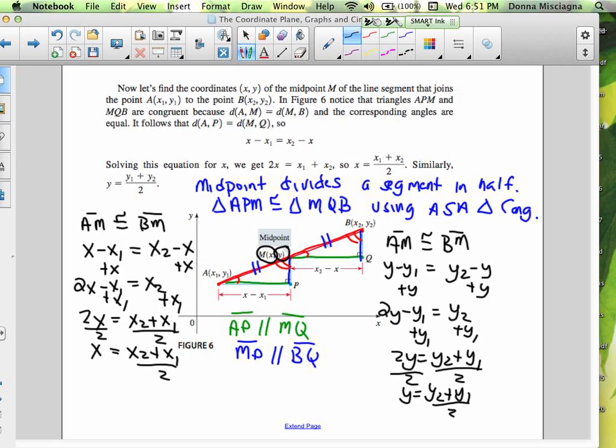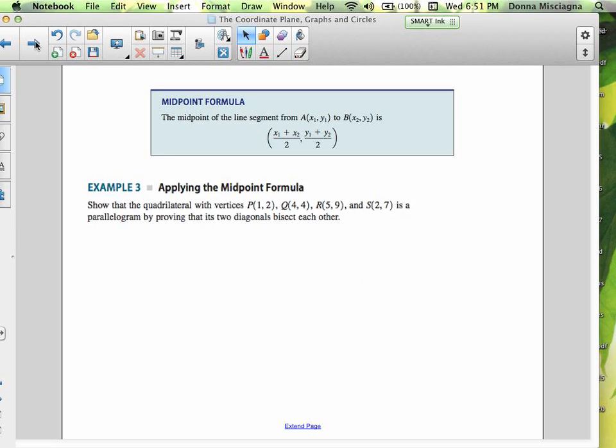Right? So now you're not going to have to derive it again, but you might have wondered, where did this formula come from? And here we did an example with a pair of congruent triangles. And now that gives us the formula for midpoint. So the midpoint of a line segment A, which is at x1, y1, to B, which is at x2, y2, is, we're going to add the x coordinates and divide by 2, and add the y coordinates divided by 2. In other words, we're taking the average of the x coordinates and the average of the y coordinates.